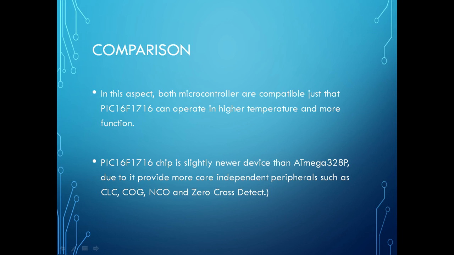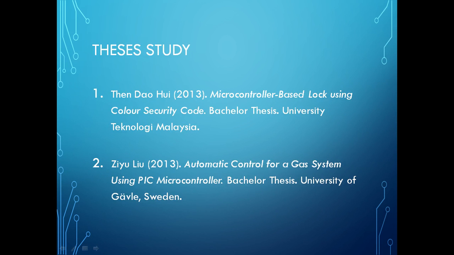In our daily life, we can't neglect these kinds of smart devices because there are many electrical appliances which have microcontrollers embedded in them. Research has been done a lot in this field to create automation for comfort and control and home automation, which has brought convenience to our society's daily life. There are two theses I've read. First is from UTM Malaysia, about a microcontroller-based lock using color security codes, and the second is the automatic control for a gas system using a PIC microcontroller from a university in Sweden.